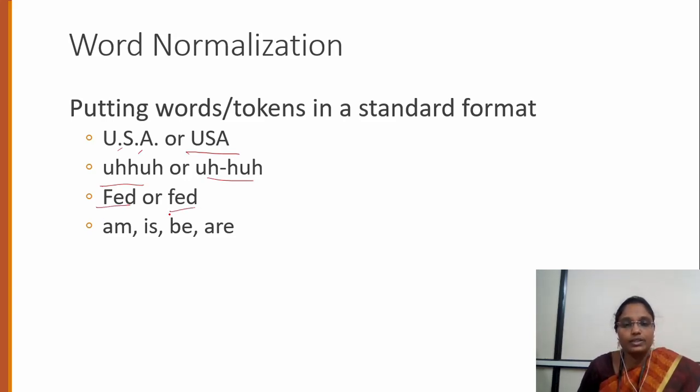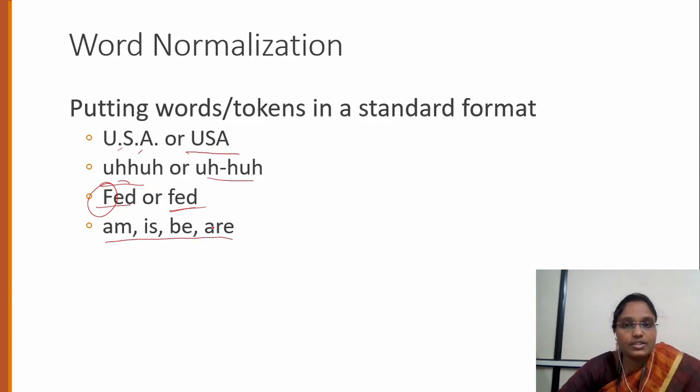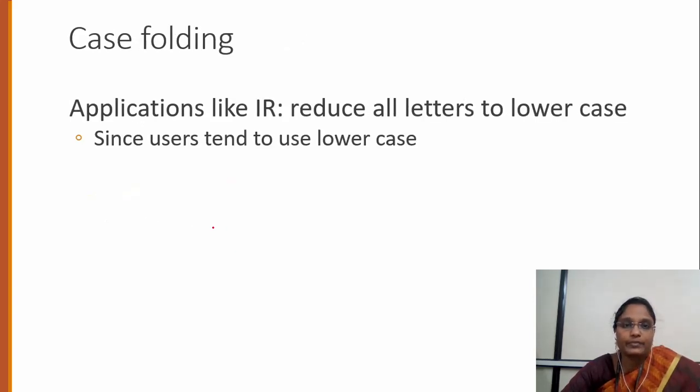And sometimes we write with different cases, like uppercase or lowercase. When we use this as uppercase, it may be the name of a person maybe, but when it is written as all lowercase, it is the past tense of feed. And we have several be verbs: am, is, be, are. So these are all present in different formats, and to have all these kinds of tokens in a standard format is very important.